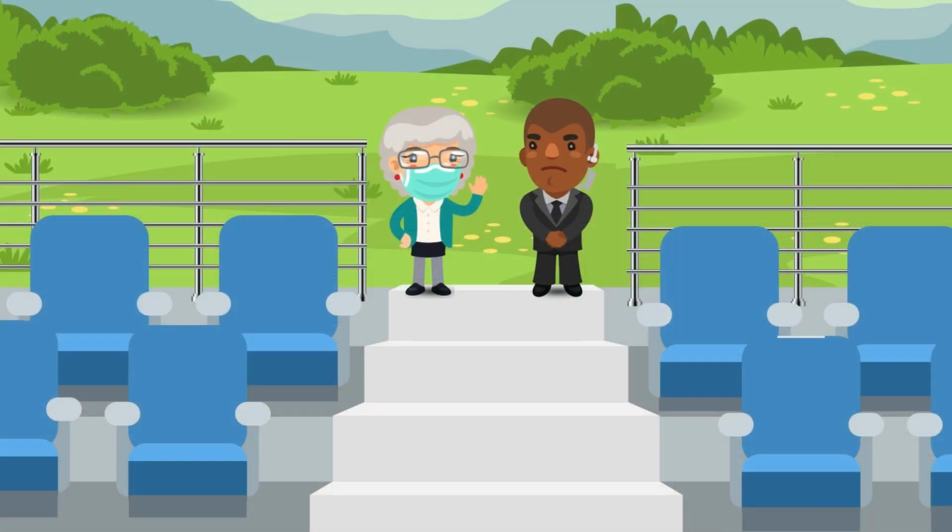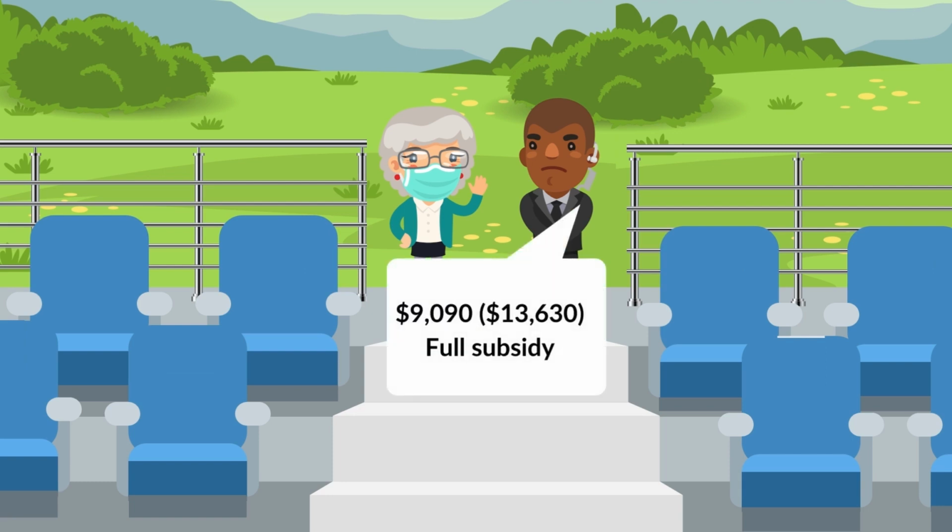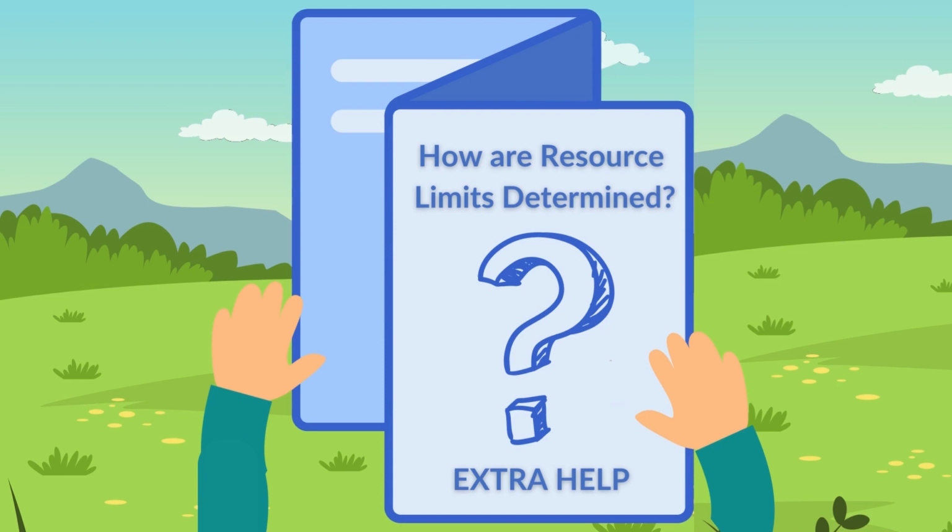To determine eligibility based on resources, beneficiaries may not exceed the resource limits of $9,090 or $13,630 if married for the full low-income subsidy and $15,160 or $30,240 if married for the partial low-income subsidies. But how are resource limits determined?